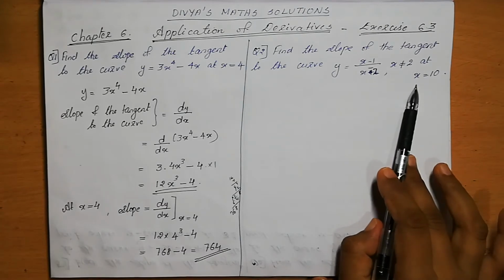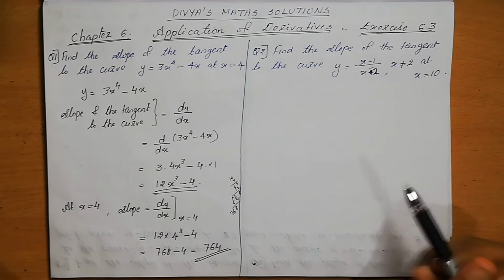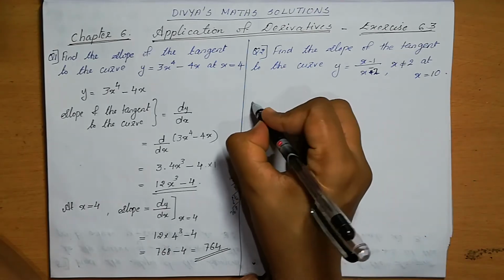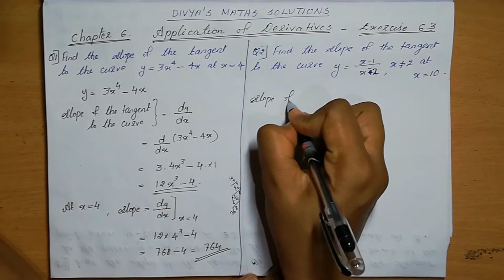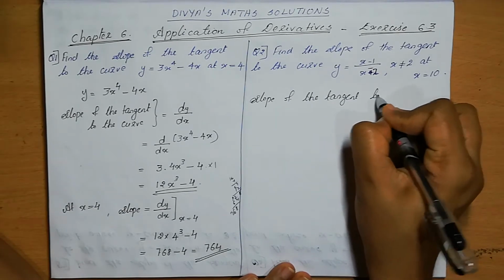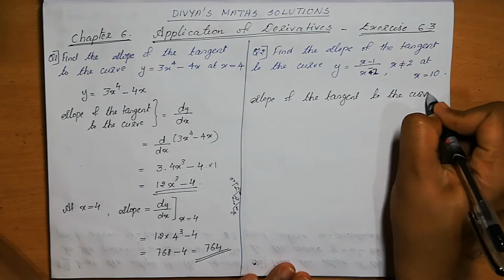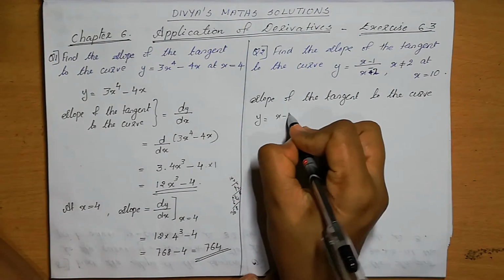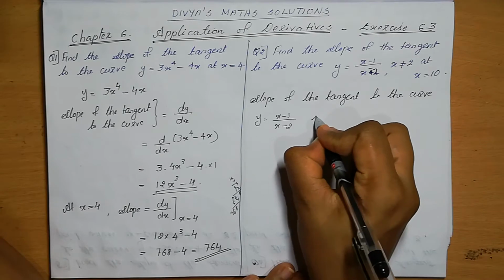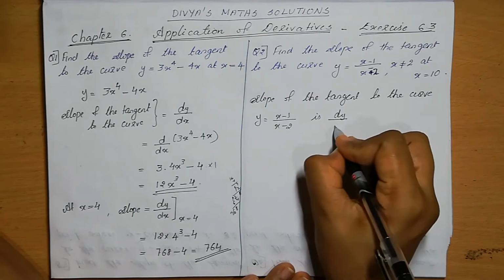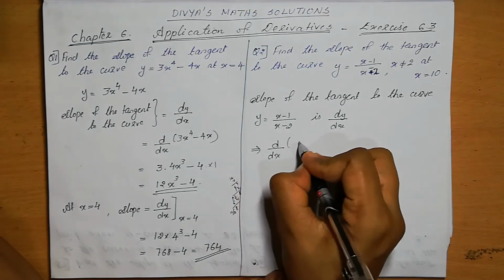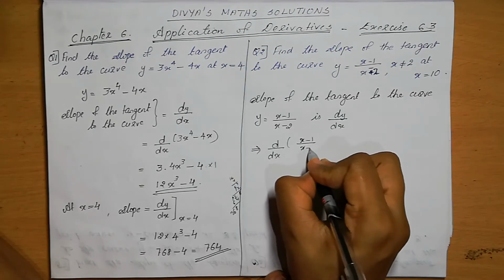So at which point we need to find? At x equal to 10, we need to find the slope. So first we need to find the slope of the tangent to the curve y equal to x minus 1 by x minus 2. So we can write, slope of the tangent to the curve y equal to x minus 1 by x minus 2 equal is dy by dx. That means d by dx of y is x minus 1 by x minus 2.